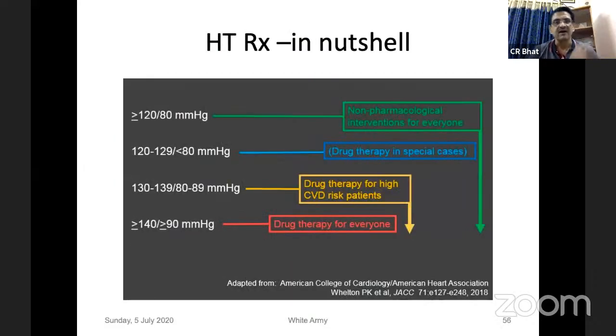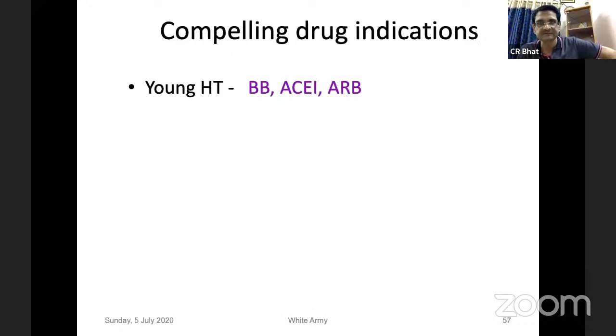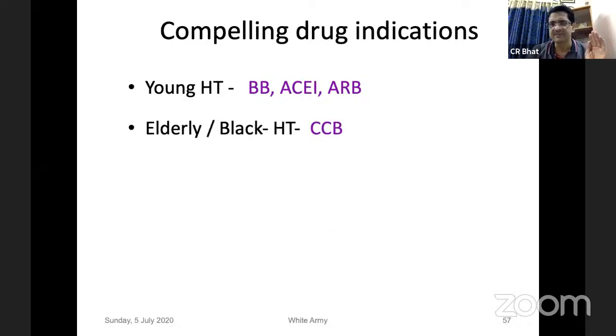Now these are the things. Drug therapy for everyone with the blood pressure of more than 140 by 90 millimeters. Okay, fine. That is the current recommendation. Now, compelling indication, young patient with hypertension, beta blocker, ACE inhibitor, or ARBs. Now, still in India, we still use beta blocker for the young hypertensive. But in the AHA guidelines, we need to use either diuretic or the ARBs.